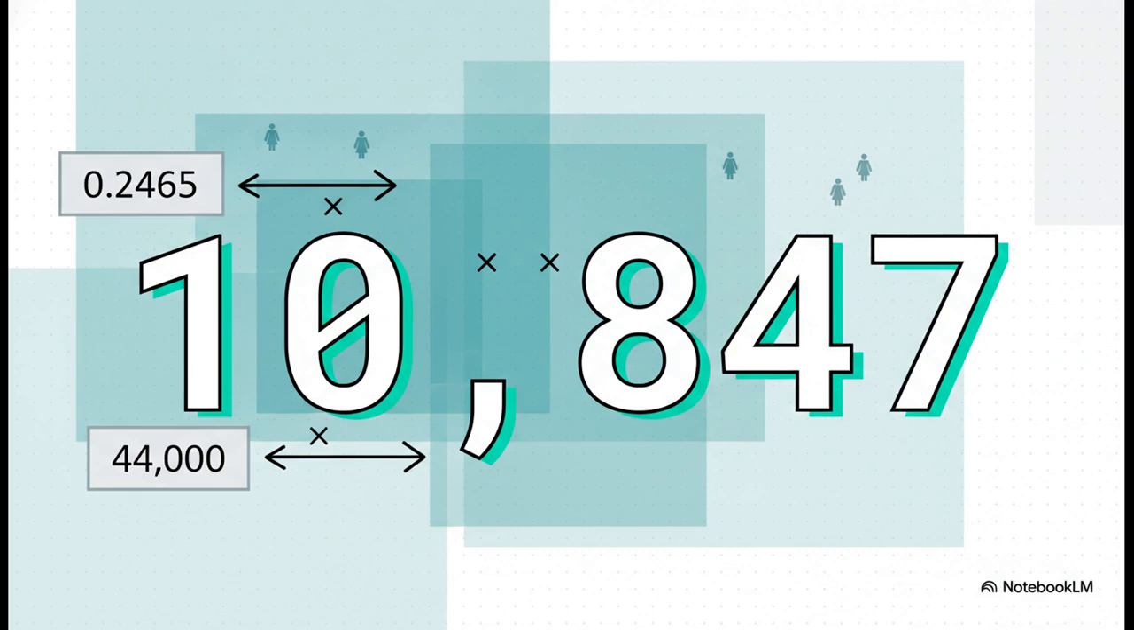We just multiply our proportion, 0.2465, by the total population of 44,000. And that gives us our estimate, about 10,847 female members in total. See how those formulas just lead us straight to the answer?